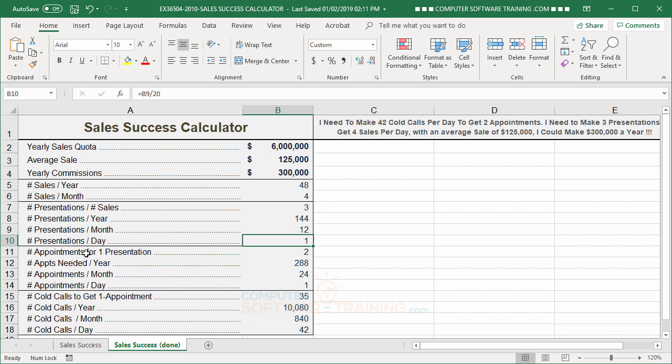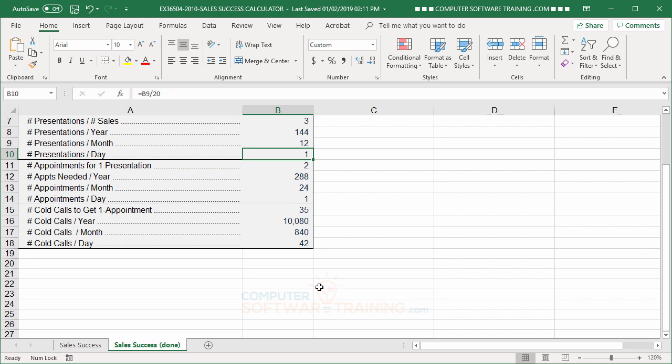And then as far as the appointments, it takes you basically 2 appointments. You have to make 2 appointments in order to get the go-ahead for at least 1 presentation. How many appointments is that? That's 288 per year, 24 per month, about 1 a day. And this is the hard part right here, the big one for everybody: cold calls, picking up the phone or whatever you're doing. It takes 35 cold phone calls to get 1 appointment.